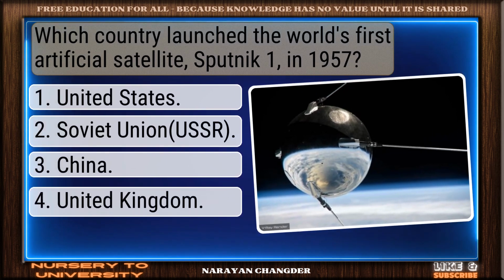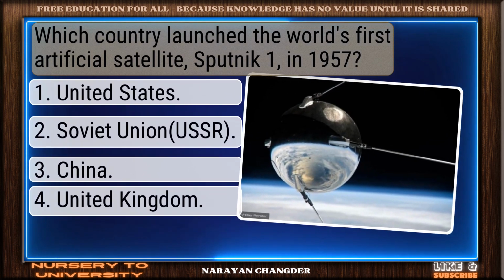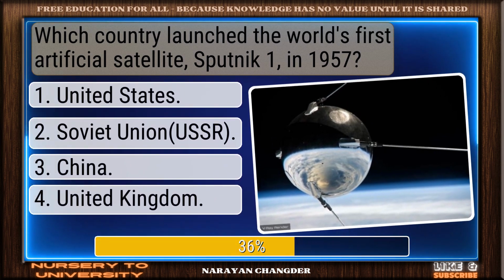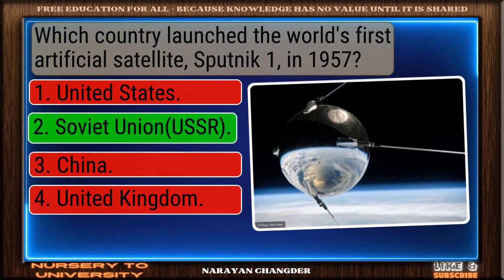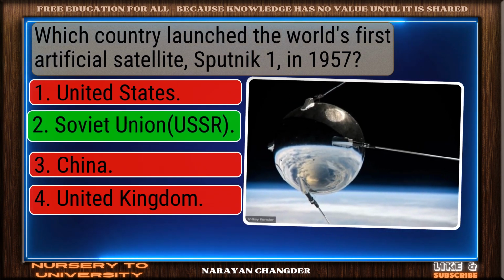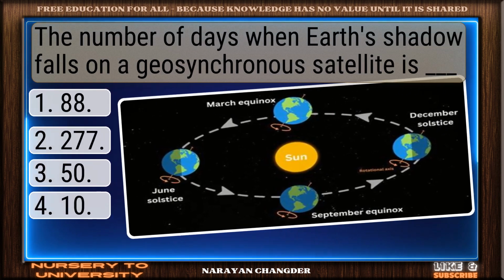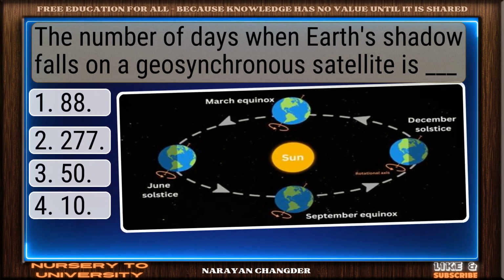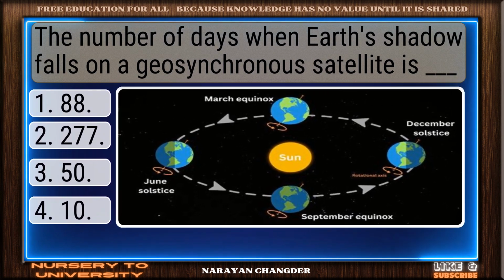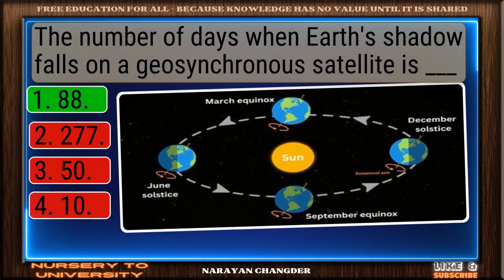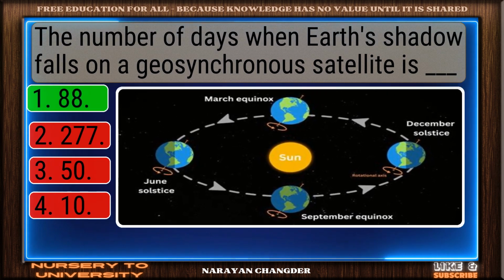Which country launched the world's first artificial satellite, Sputnik 1, in 1957? Good job. Your answer, Soviet Union, works well here. The number of days when Earth's shadow falls on a geosynchronous satellite is dash. Bravo, 88 is the answer.